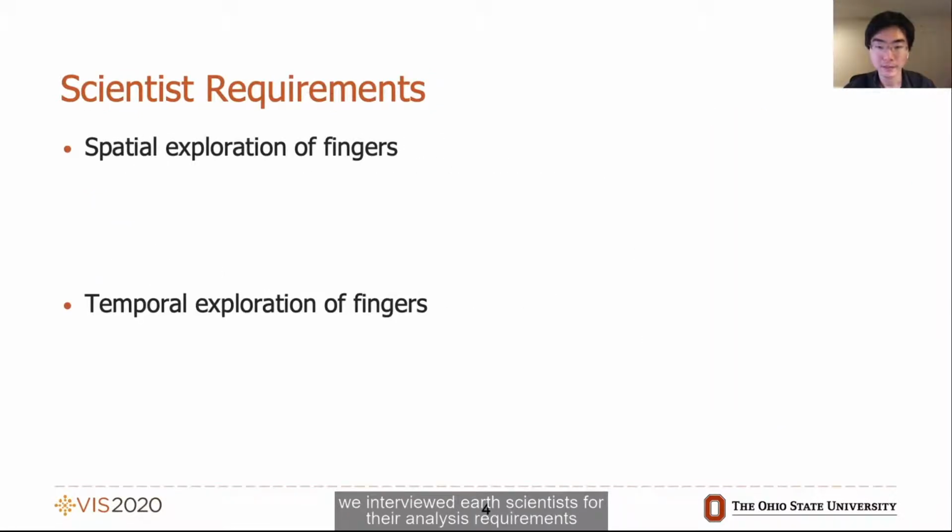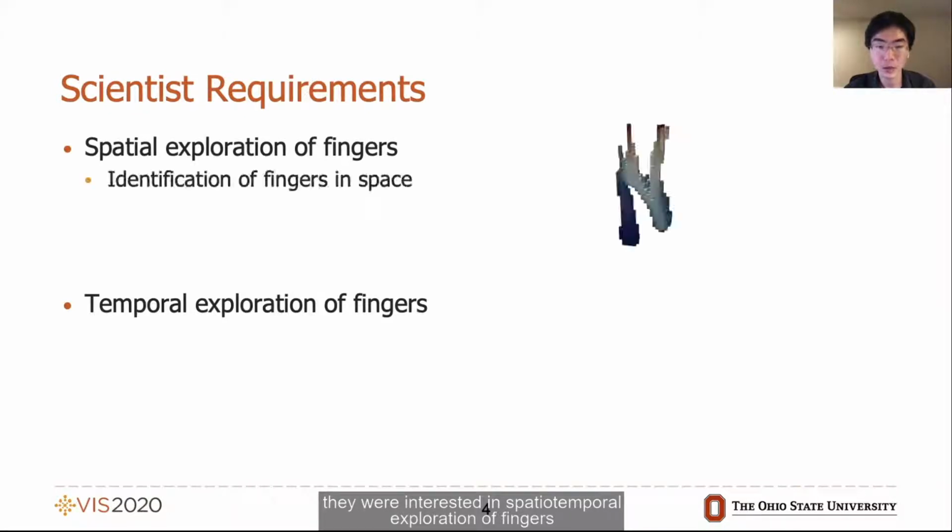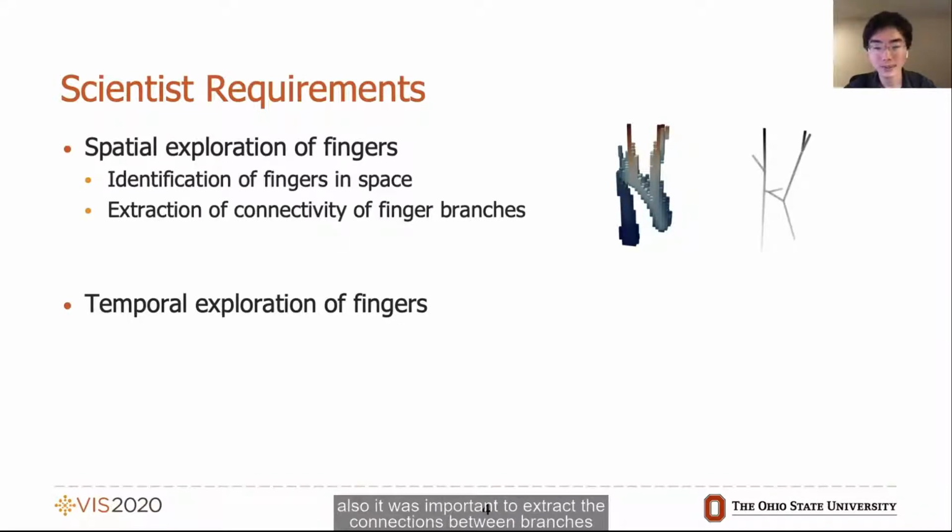We interviewed Earth scientists for their analysis requirements. They were interested in spatial temporal exploration of fingers. For the spatial exploration, they wanted to identify fingers and branches in space automatically. Also, it was important to extract the connections between branches. The connectivity of branches might help them develop new scaling laws for the analysis of flow instabilities.